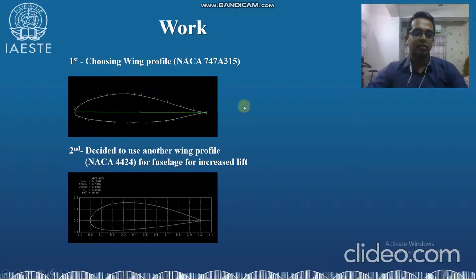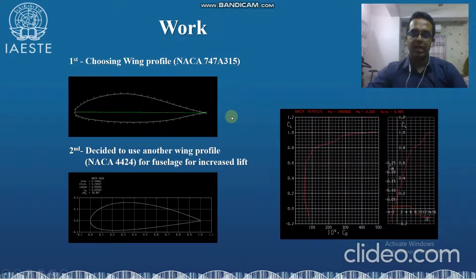At first, when I was deciding which wing to use for my UAV, I compared some of the profiles in Xfoil, and finally I chose the NACA 747-A315 airfoil, and I analyzed the lift coefficient versus the drag coefficient. I also analyzed the lift coefficient versus the angle of attack here, and I decided that yes, I chose the NACA 747-A315 for my wing.